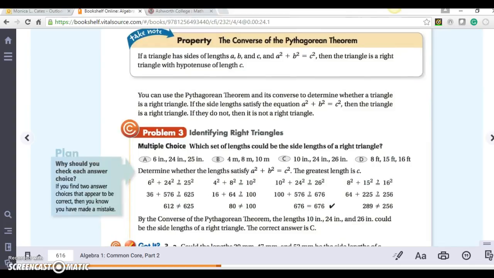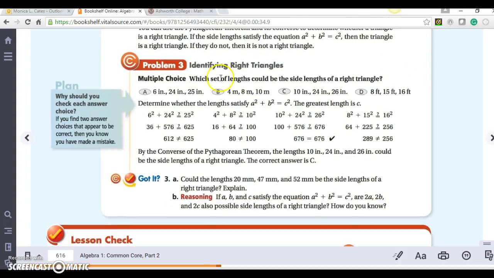You can use the Pythagorean theorem and its converse to determine whether a triangle is a right triangle. If the side lengths satisfy the equation A squared plus B squared equals C squared, then the triangle is a right triangle. If they do not, then it is not a right triangle. So it says which set of lengths could be the side lengths of a right triangle. So they put them here.